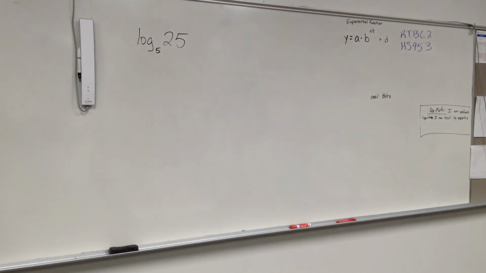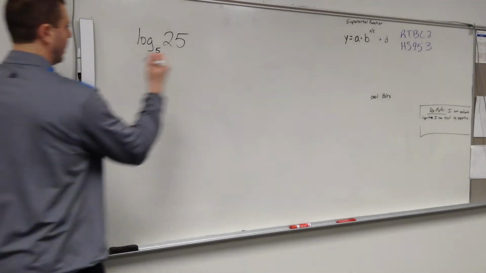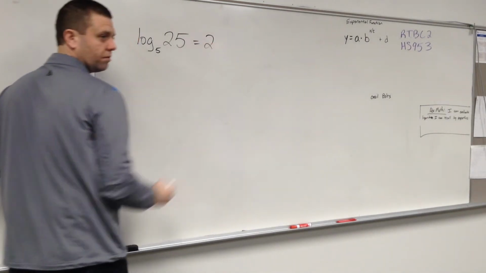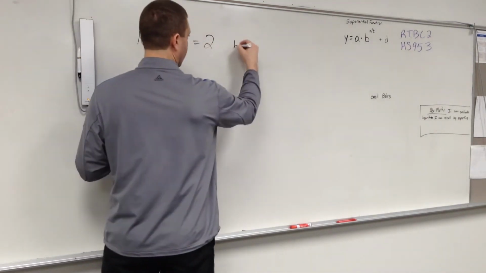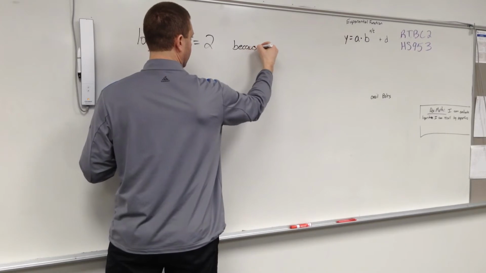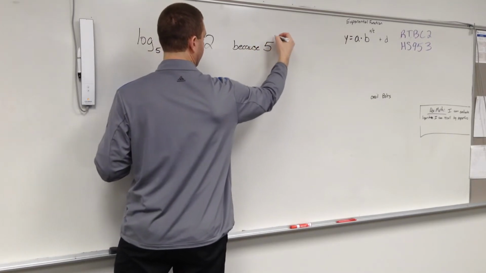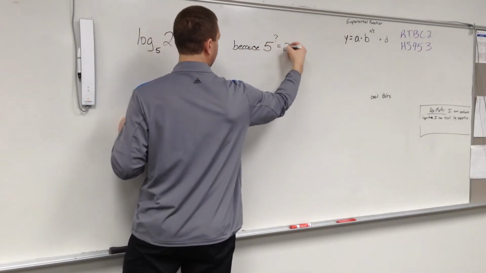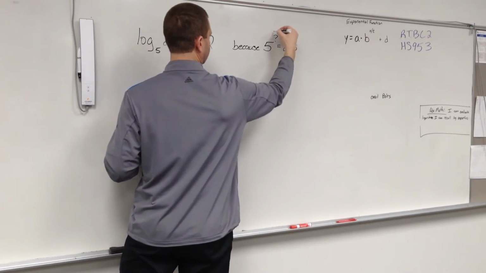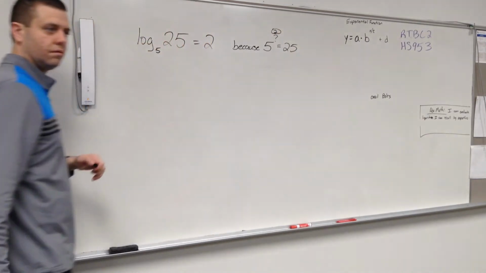What's this answer? Log to the base 5 of 25. 2. Because 5 raised to what exponent equals 25? And that answer is simply 2. Okay? Because 5 to what power equals 25? Answer 2.